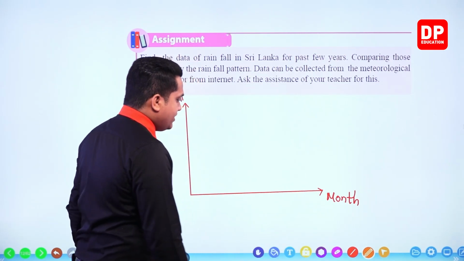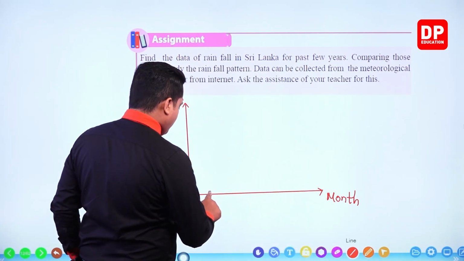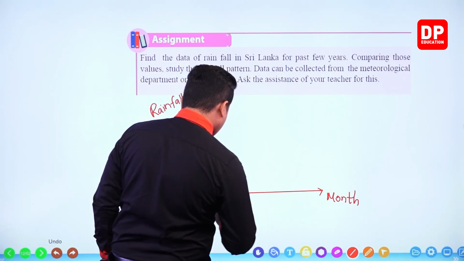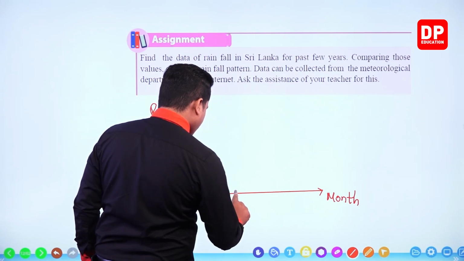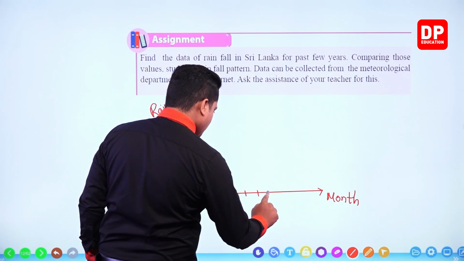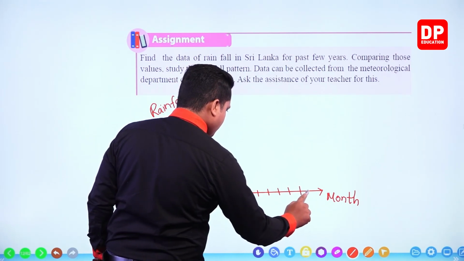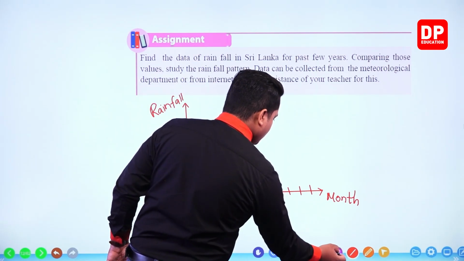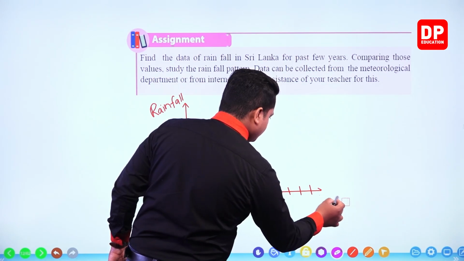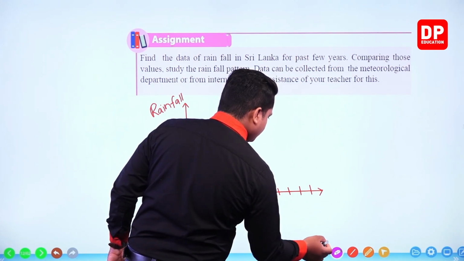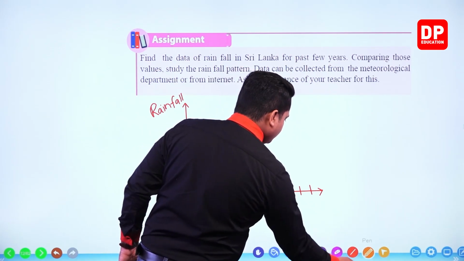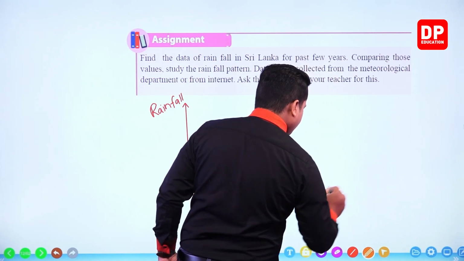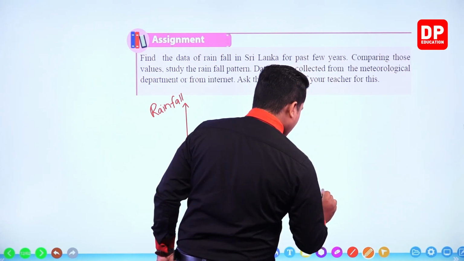Okay, so here you can divide into 12: January, February, March, April, May, June, July, August, September, October. Then we have to take another two. So I'll erase this part as we have to take another two.